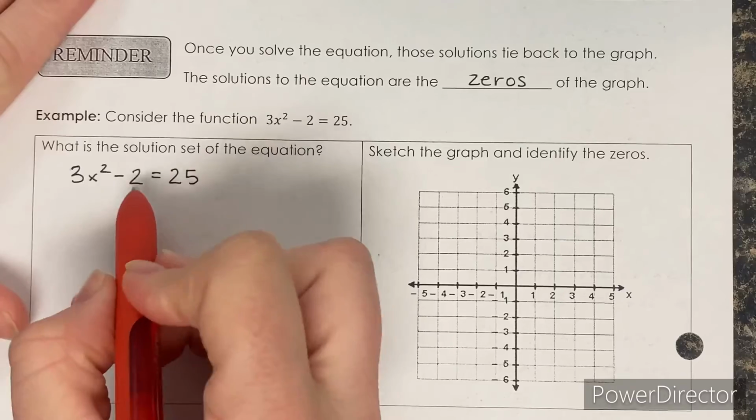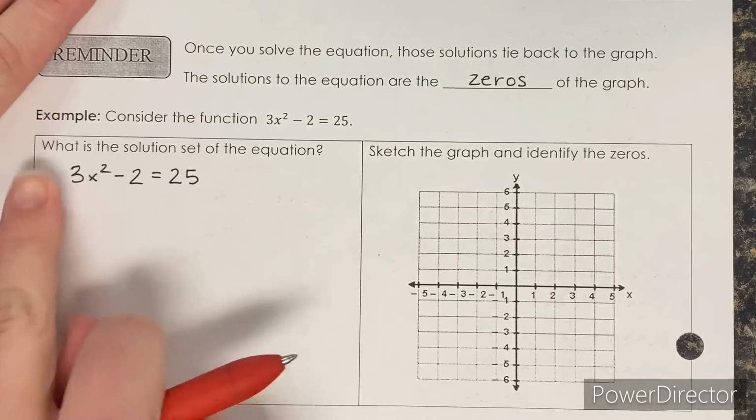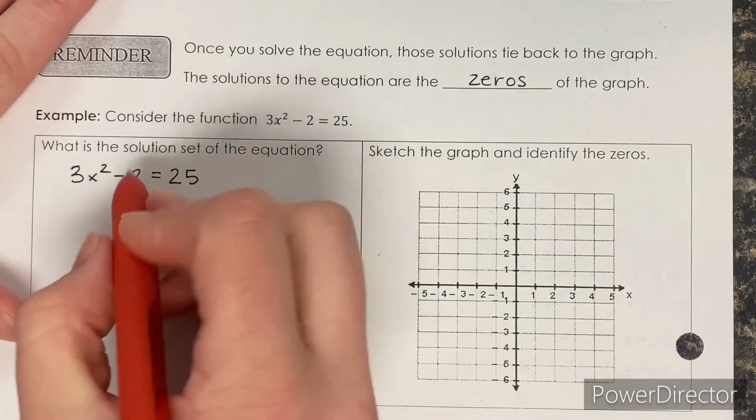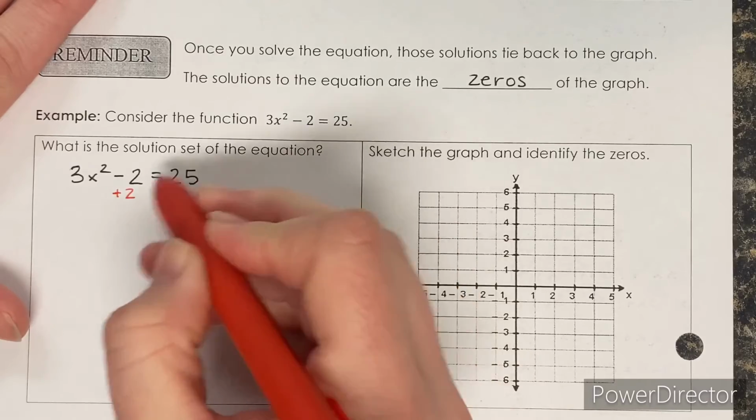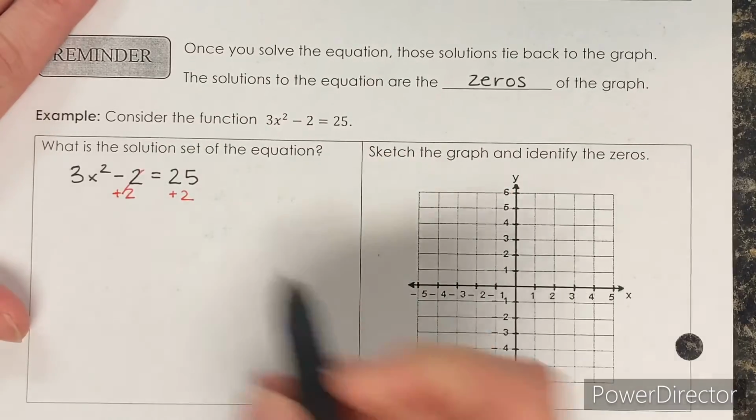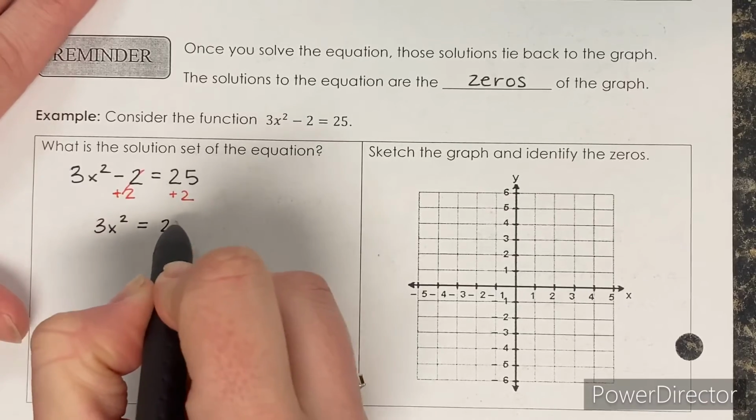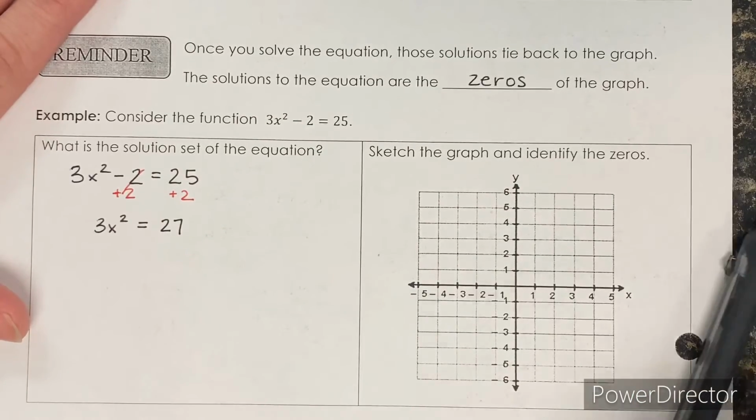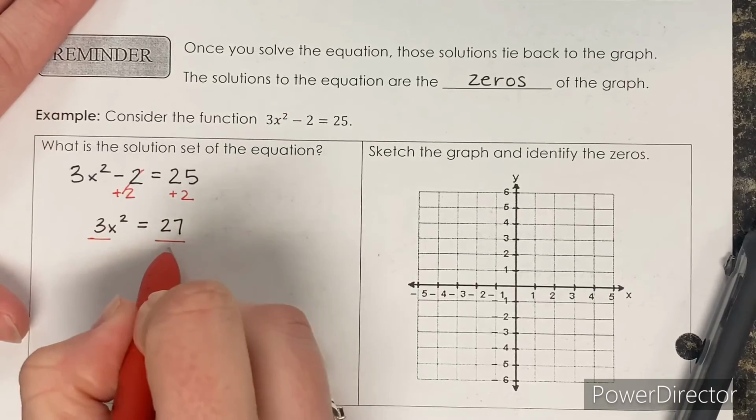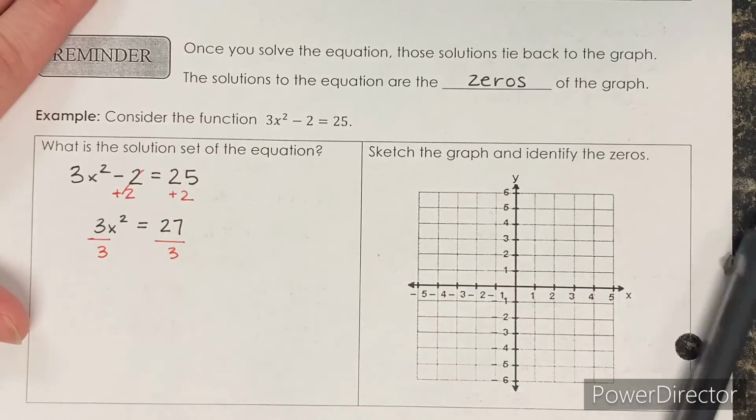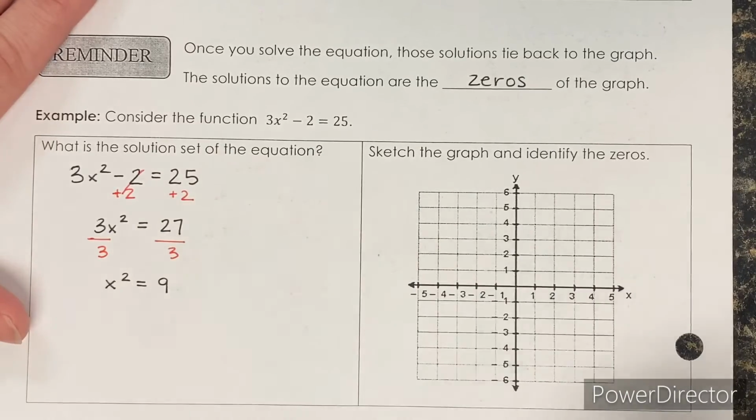Keep that in mind. So now, all I have to do, because I'm doing taking square roots, just get everything away from that x. So I'm going to add 2. Remember, you got to do it to both sides. Both sides. These cancel. And I'm left with 3x squared equals 27. To get rid of that 3, I'm just going to divide. And I'm left with x squared is equal to 9.